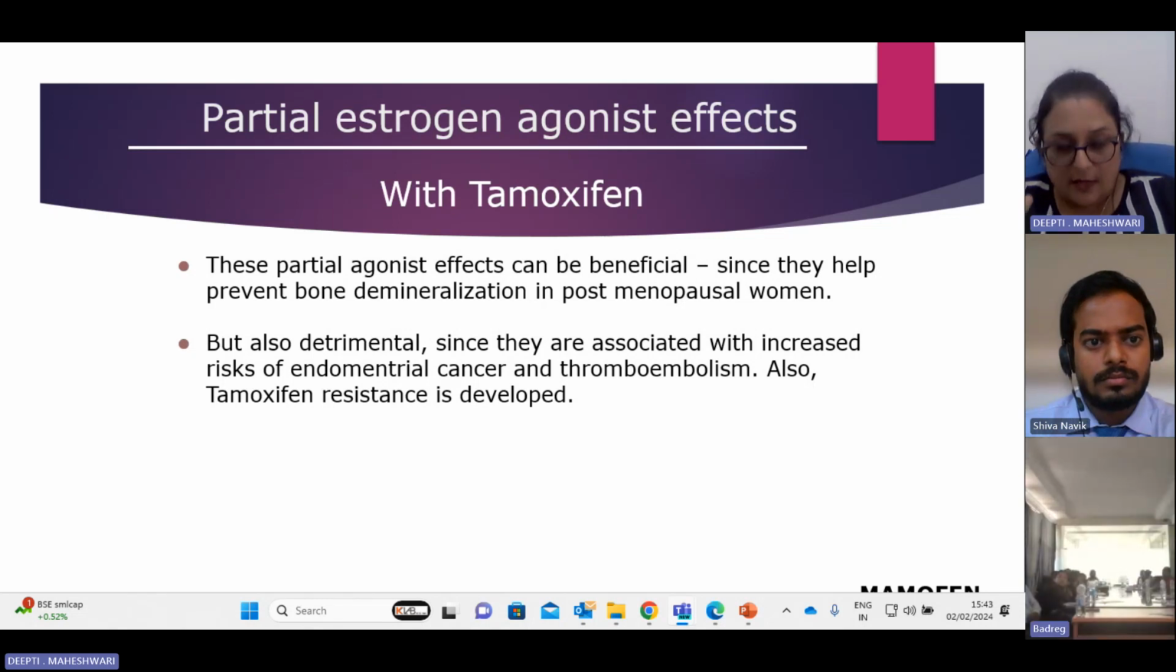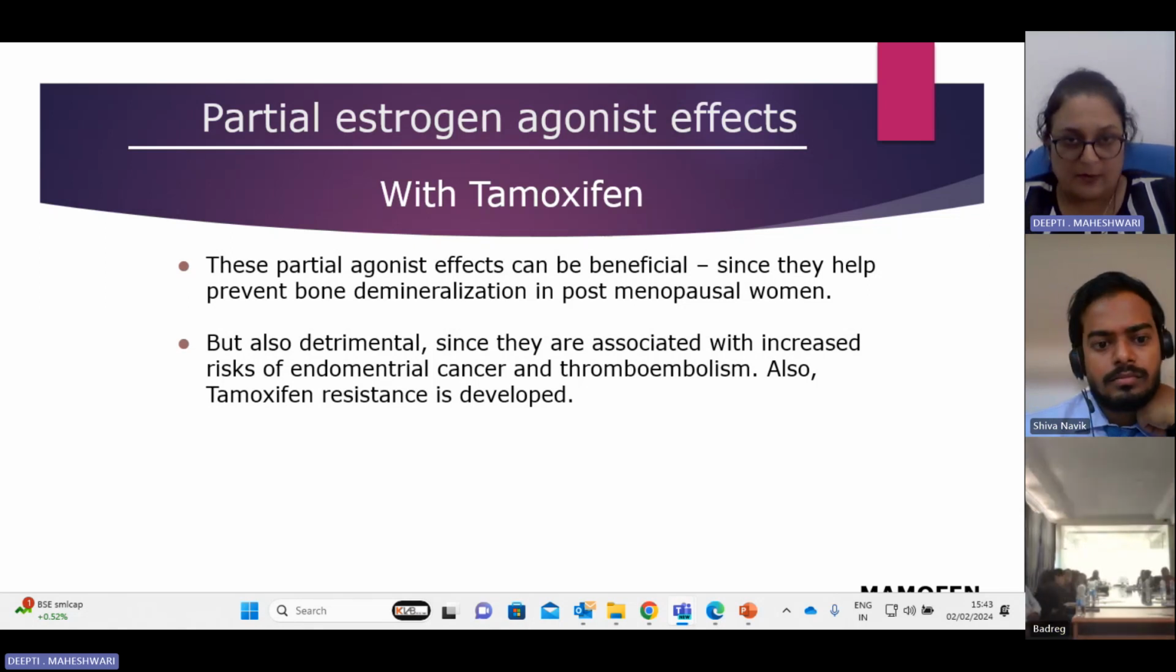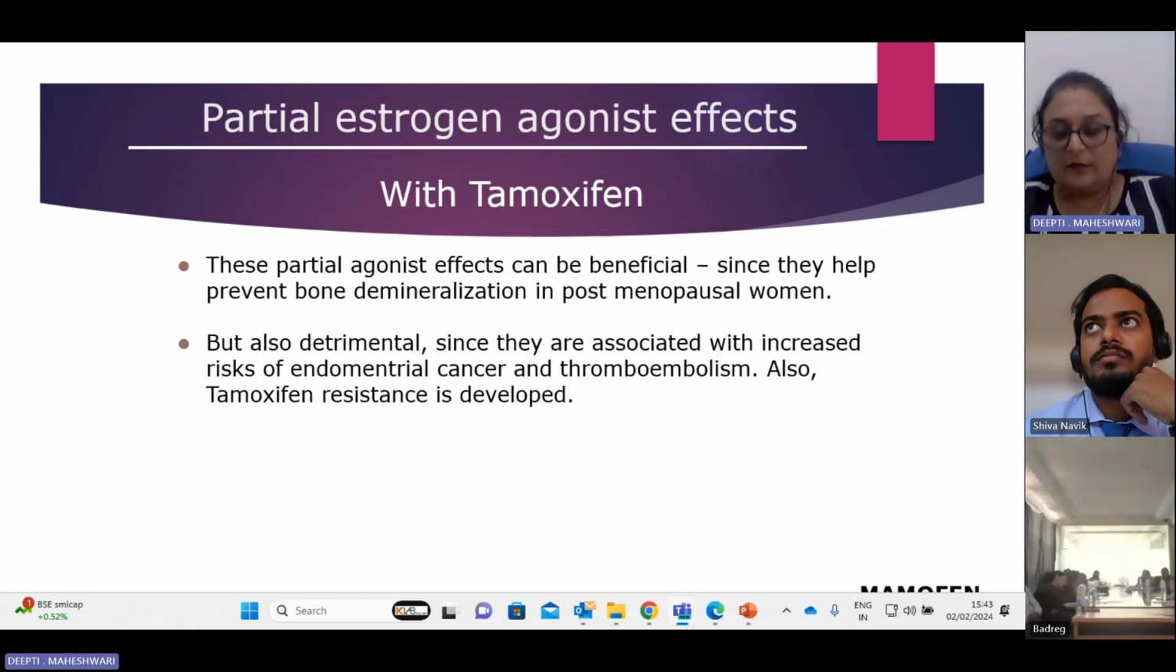So what is given after menopause? Always females are given some calcium supplements. That is a general tendency. But the advantage, if the female is taking tamoxifen, the female who is in the postmenopausal stage will not suffer from bone demineralization because it prevents it. So that is the advantage.